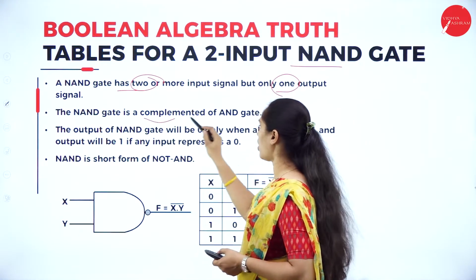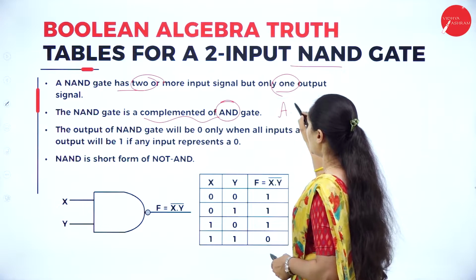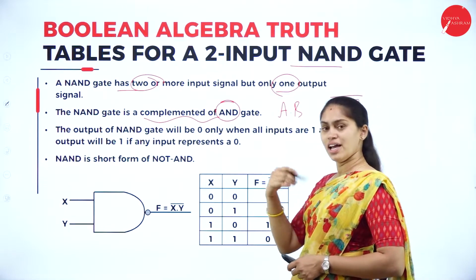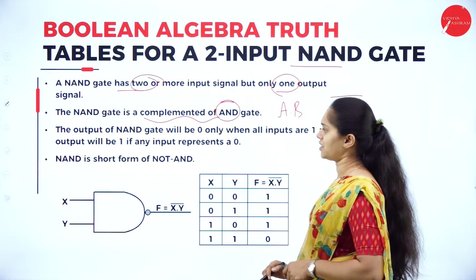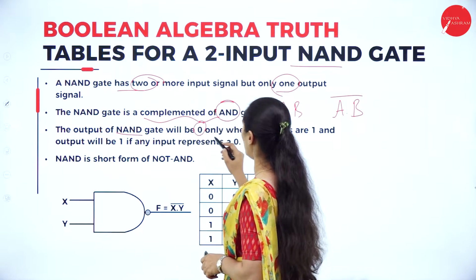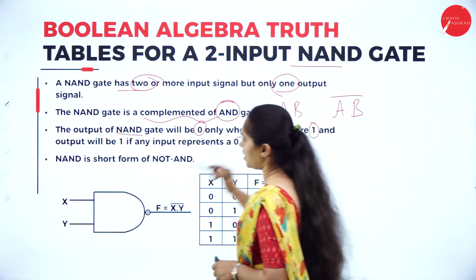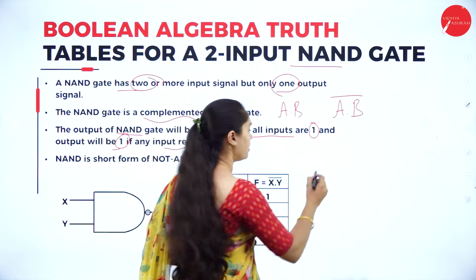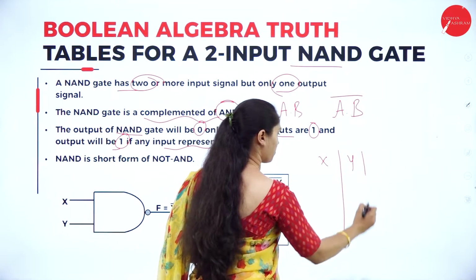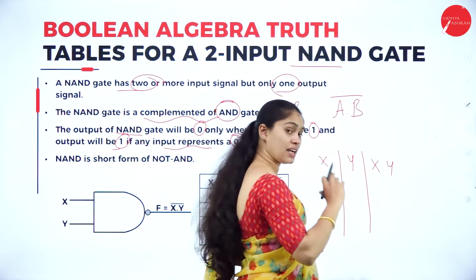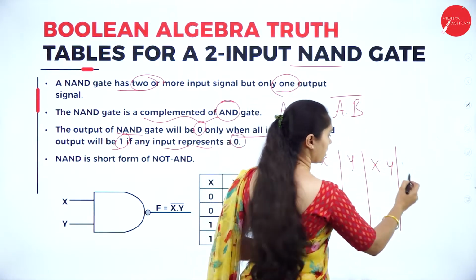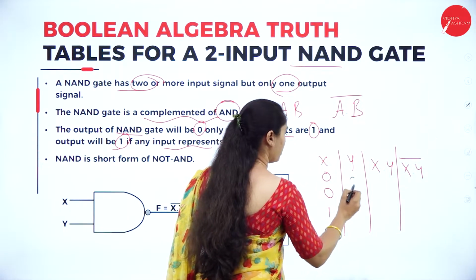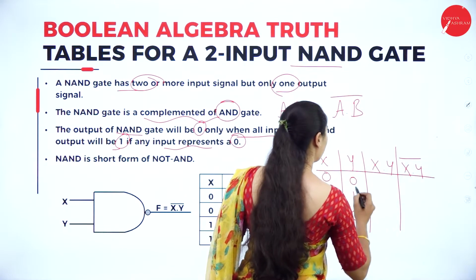And also it is a complement of AND gate. So if AND gate is A dot B, then what about NAND gate? A dot B whole bar, or complement of A dot B, becomes NAND gate. So the output of NAND gate will be 0 only when all the input signals are 1, and the output will be 1 if any one of the input signals is 0. Let me consider I have two inputs called X and Y. So X dot Y is my AND gate, and the inverse of it, X dot Y complement, is NAND gate. Let me consider 0 0 1 1, 0 1 0 1. Let's do the multiplication here.